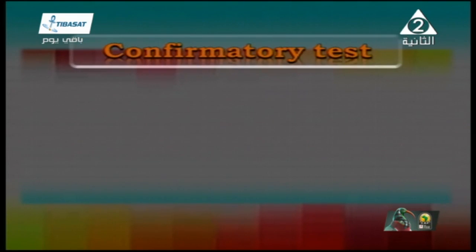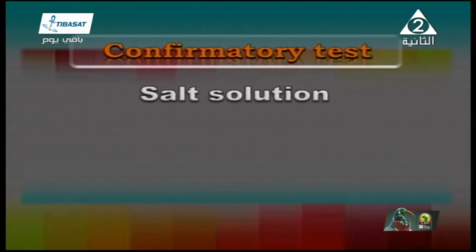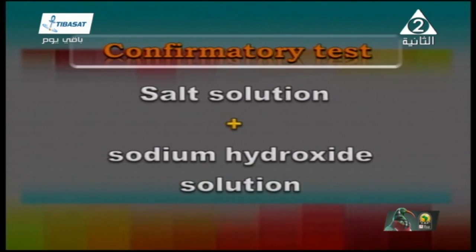Now we are going to discuss the confirmatory test for detection of aluminium positive 3 ion. The salt solution plus sodium hydroxide also gives a white gelatinous precipitate of aluminium hydroxide, which is soluble in excess of sodium hydroxide due to formation of sodium meta-aluminate, which is soluble in water, as the following animation shows.